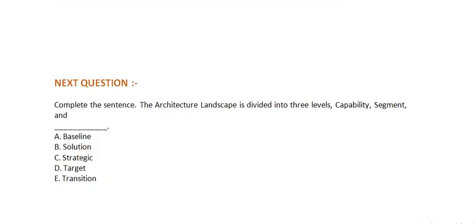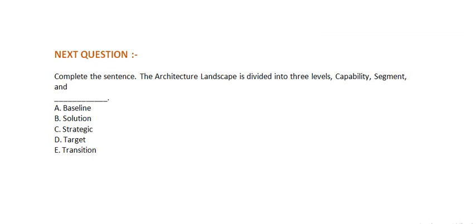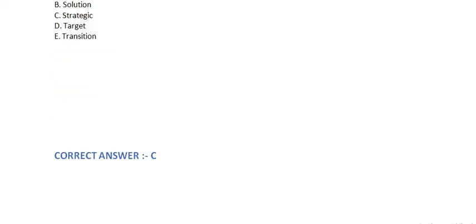Next question is, complete the sentence. The architecture landscape is divided into 3 levels: capability, segment, and option A, baseline. Option B, solution. Option C, strategic. Option D, target. And option E, transition. The correct answer is option C.